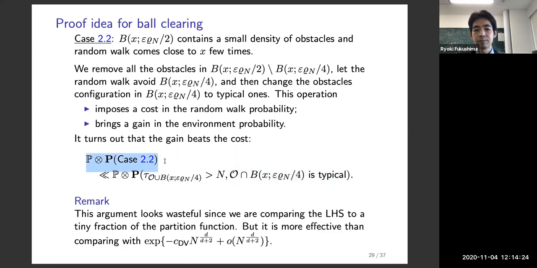Now, if you divide both sides by the partition function, this becomes a Gibbs measure probability, the Gibbs probability of case 2.2. And on the right-hand side, what we get is the Gibbs measure. Under the Gibbs measure, which gets rid of this hitting time to the obstacles, the random walk doesn't hit this point, doesn't visit this ball. And the obstacles configuration in this ball is typical. But in any case, it is smaller than 1 because it's a probability. And in this way, we conclude that the Gibbs probability of this case 2.2 is going to 0.